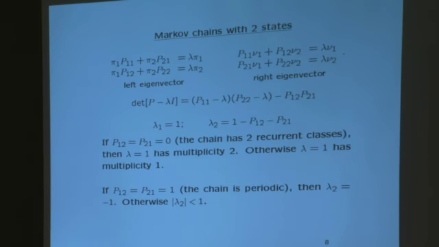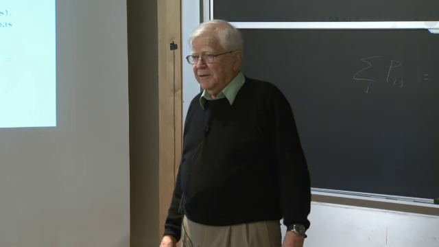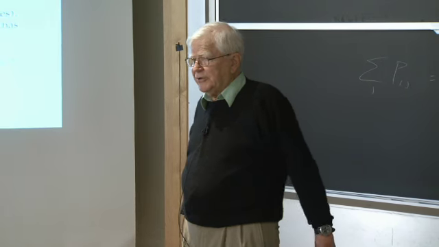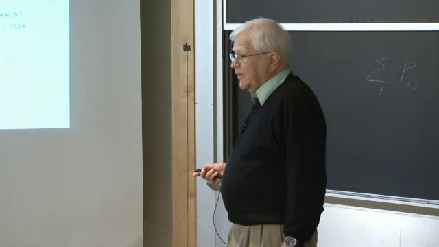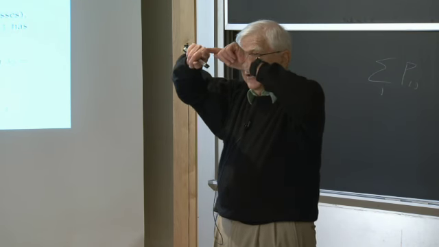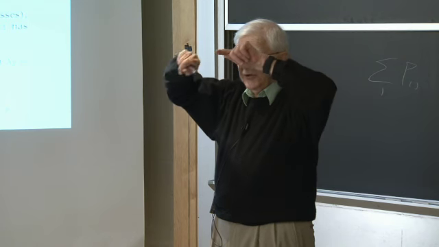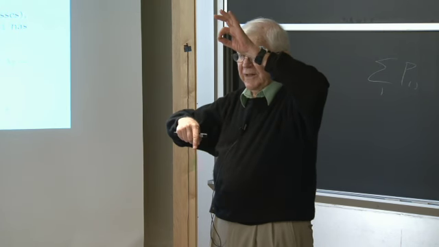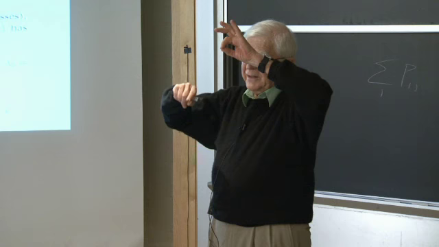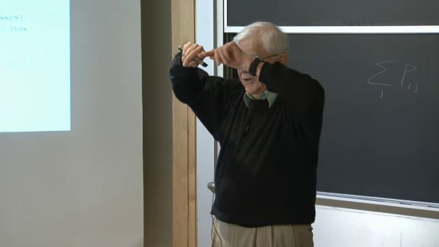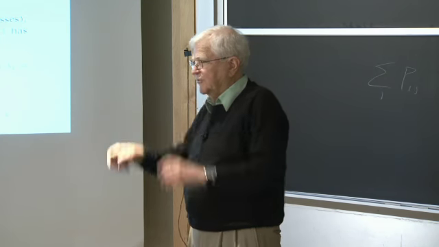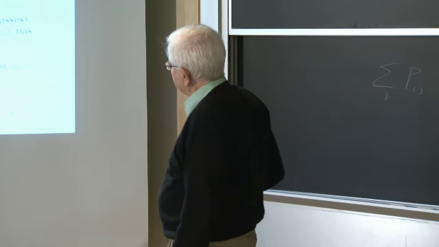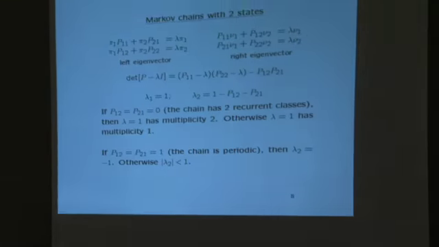I might as well tell you that in general, if you have a periodic Markov chain, just one recurrent class, and it's periodic at period d, then the eigenvalues turn out to be d uniformly spaced eigenvalues around the unit circle. 1 is one of the eigenvalues. We've already seen that. And the other d-1 eigenvalues are those uniformly spaced around the unit circle. So they add up to 360 degrees when you get all done with it. So that's an easy case.